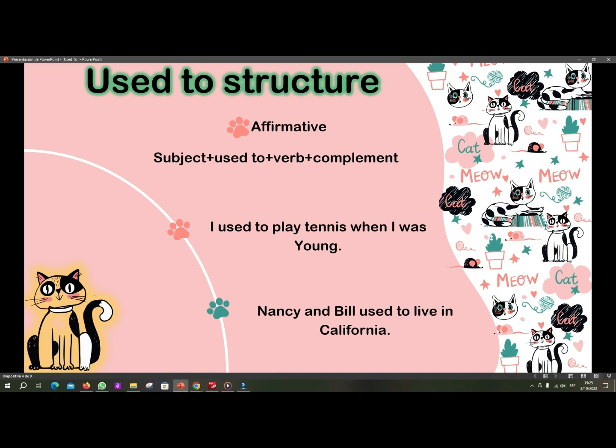Or also Nancy and Bill used to live in California, right? I used to eat a lot of candies when I was a child. Maybe that would be another example of used to, right?